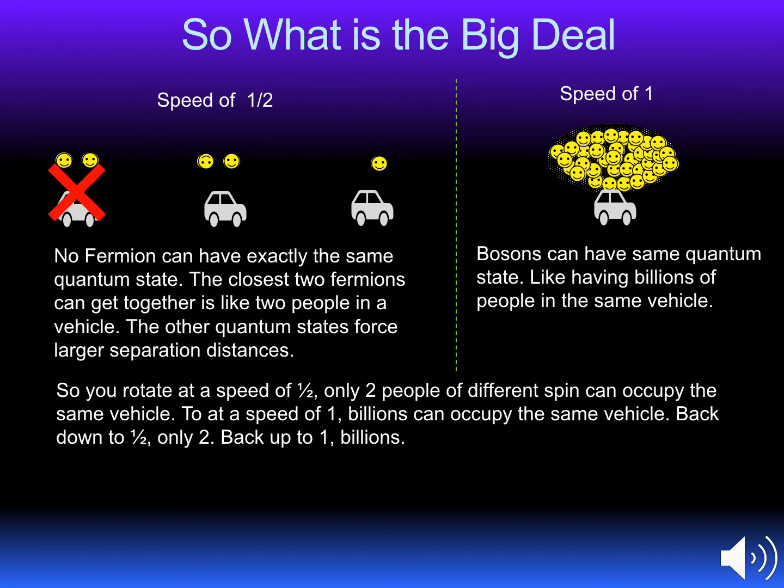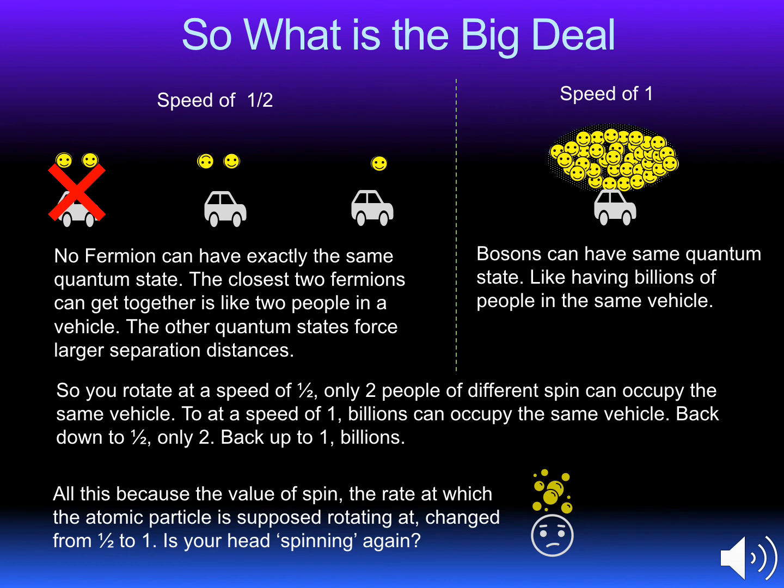And if you increase your spin to 1, you can have 7.5 billion people each sit in the front seat or the back seat. And if you slow down again to a spin of a half, now all 7.5 billion people will be forced into separate cars, and they can only pair up based on whether they're spin up or spin down. And if you speed up again to spin 1, then everybody can be in the same seat.